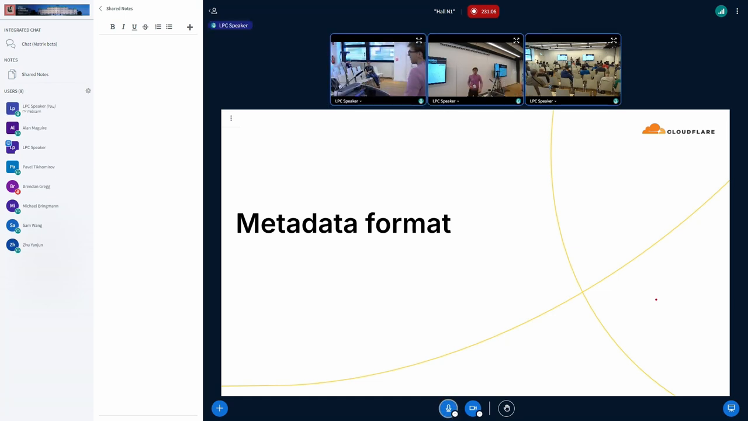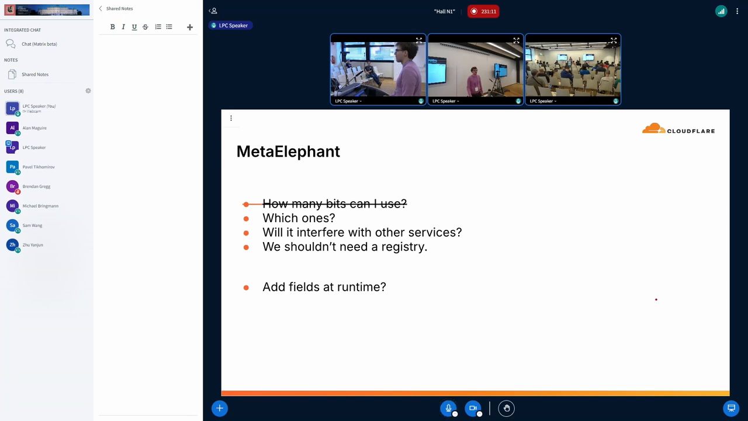Thanks, Jakub. And now we're going to talk about kind of the elephant in the room, which is the format of the metadata. So, of course, with 256 bytes, we've kind of solved the how many bits can I use problem. You can use as many bits as you want, pretty much. But there's the problem of which bits or which bytes can I use, and will I interfere with other services? And it feels like we shouldn't need a registry on GitHub to track who is using what bytes of the metadata.